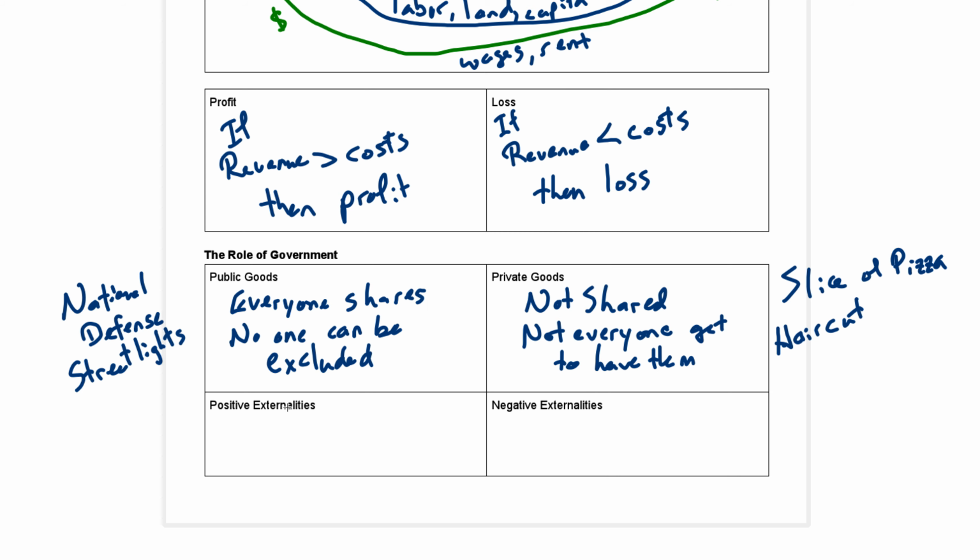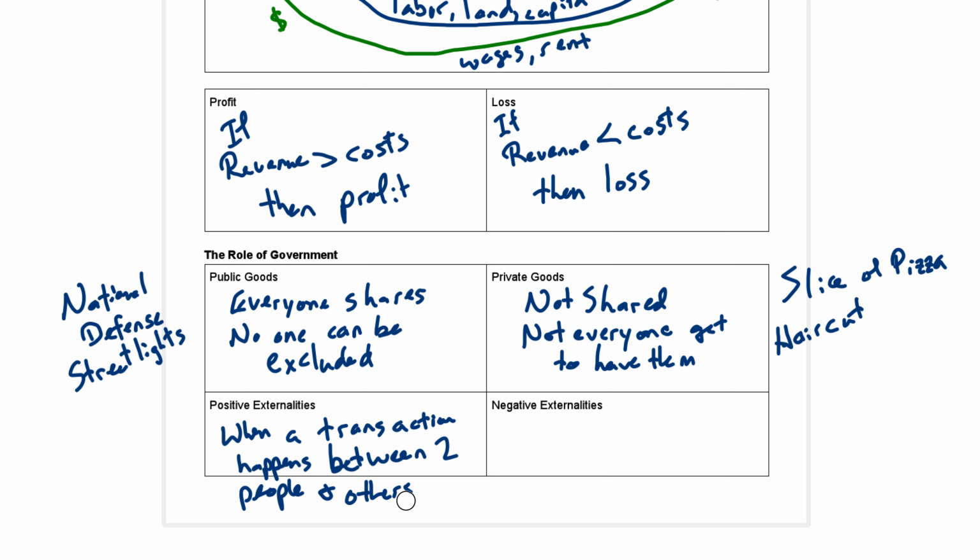Good. So positive externalities and negative externalities is the last thing here. A positive externality is when a transaction occurs between two people, two parties, and a third person gets some kind of benefit from it. Others can benefit.